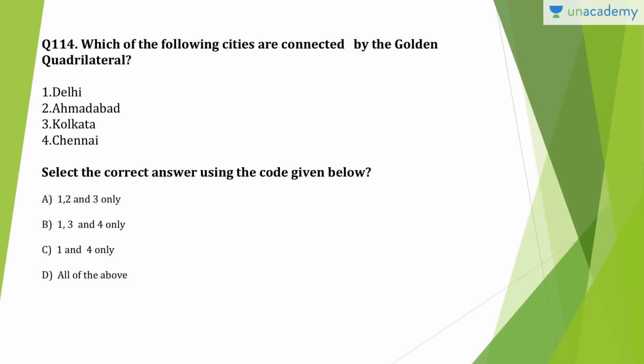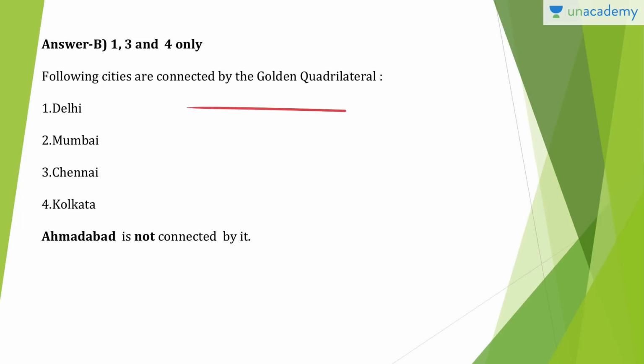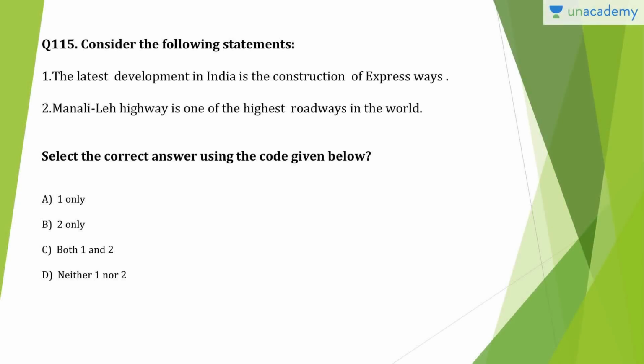Question number 114. Which of the following cities are connected by the Golden Quadrilateral? Delhi, Mumbai, Chennai, and Kolkata. So obviously the 4 major metros of the country and 4 different regions: north, east, west, south. So answer here is D, all of the above. Ahmedabad is not there. So answer is 1, 3, 4. So the following cities are connected by the Golden Quadrilateral: Delhi, Mumbai, Chennai, Kolkata, and Ahmedabad is not connected by it for sure.